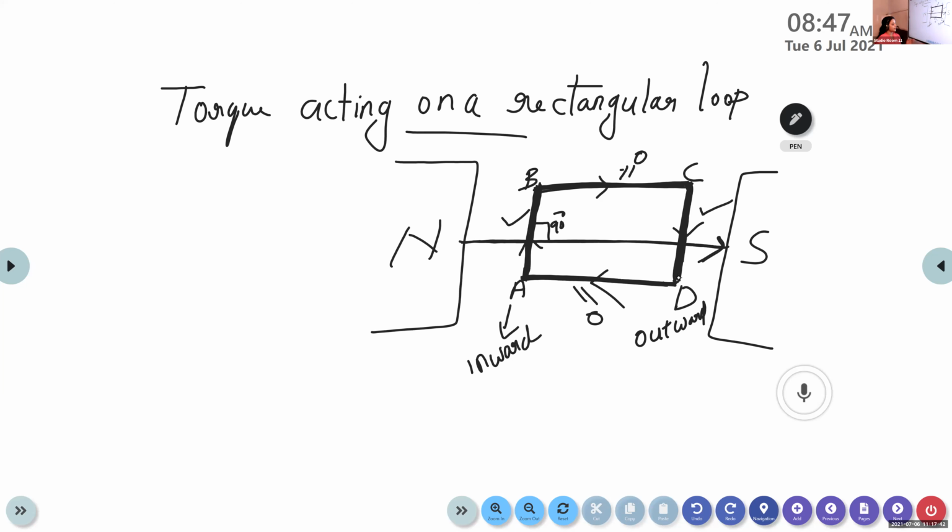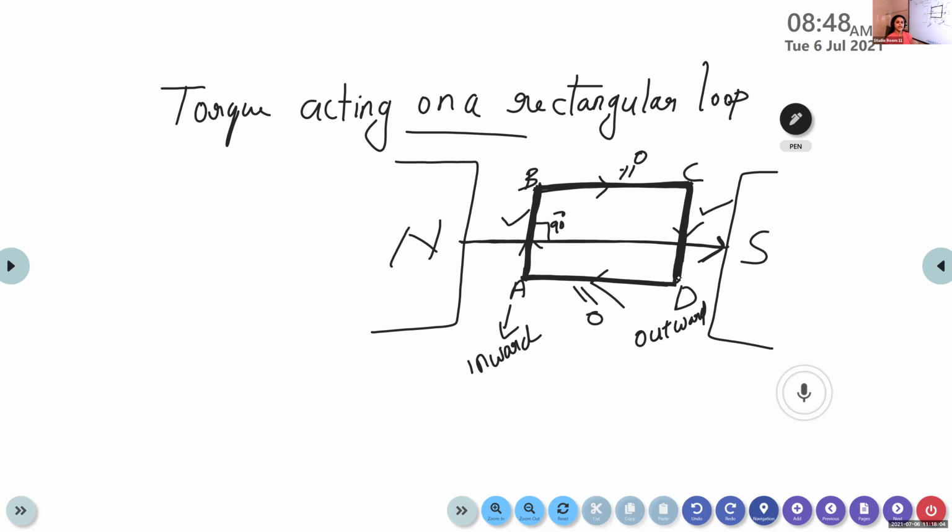By applying Fleming's left hand rule, we find the direction of the force acting on AB and CD. The force acting on AB is directed inward and the force acting on CD is directed outward. As a result of these forces acting inward and outward respectively, the loop starts to rotate inside the magnetic field.